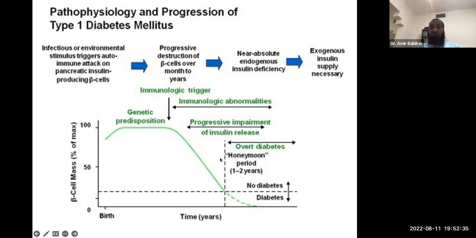Usually it takes a few weeks to a few months to happen. The longest reported in the literature is up to 2 years. And in this time, you have progressive impairment of insulin release. So this is a period of impaired glucose tolerance. But when you reach this stage of considerable loss of beta cell mass, then frank diabetes appears. And then at that time, you need exogenous insulin supply.